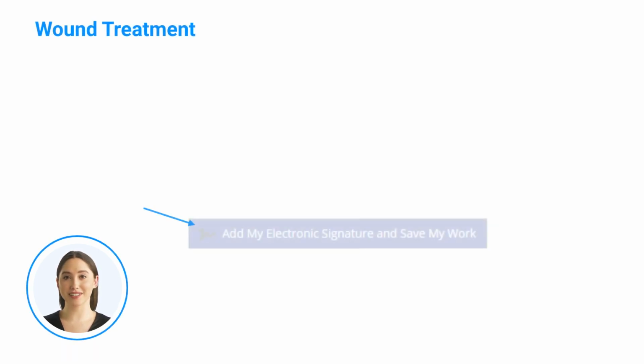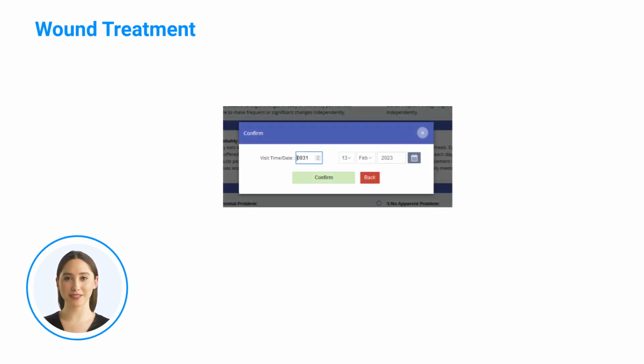Select Add My Electronic Signature and Save My Work at the bottom of the page. Adjust the date and time if needed to reflect when care was provided. Your documentation can be viewed by anyone who has access to that patient in Pixlr.